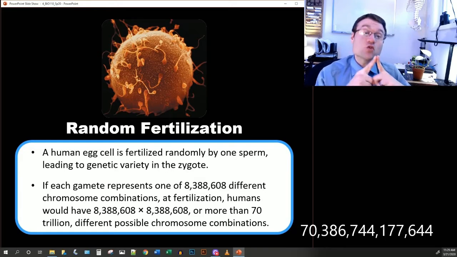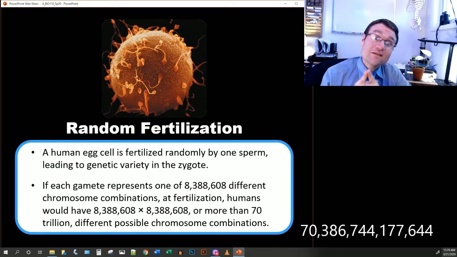This is why you never see identical twins born in separate pregnancy events. Brothers might look very similar to each other, or sisters might look very similar to each other, but you're never going to get identical twins.